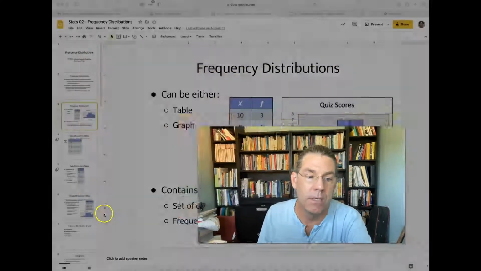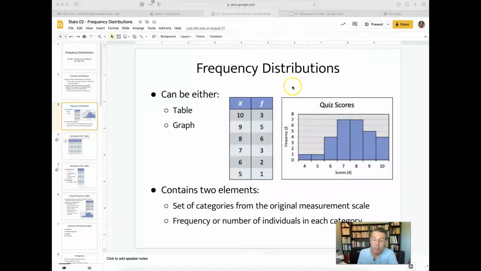So with chapters 2 and 3, let's start with chapter 2, which is our frequency distributions. When it comes to frequency distributions, basically there are two types: either tables or graphs. One of the things I would suggest is that you get comfortable going back and forth between tables and graphs, but also be able to take any random set of numbers and convert it into a table and a graph. So that's what I want to show you first.